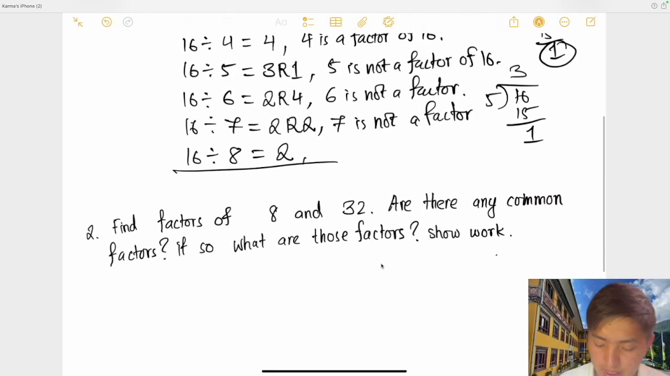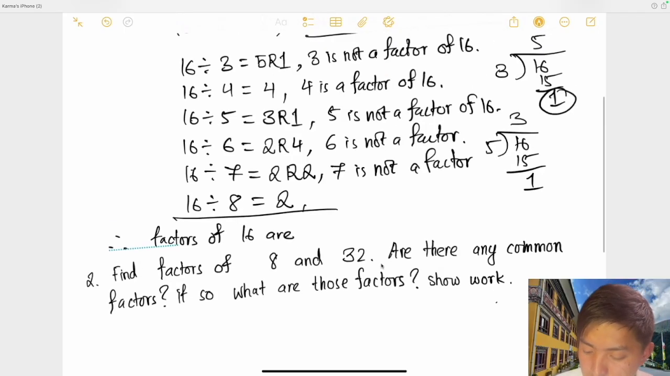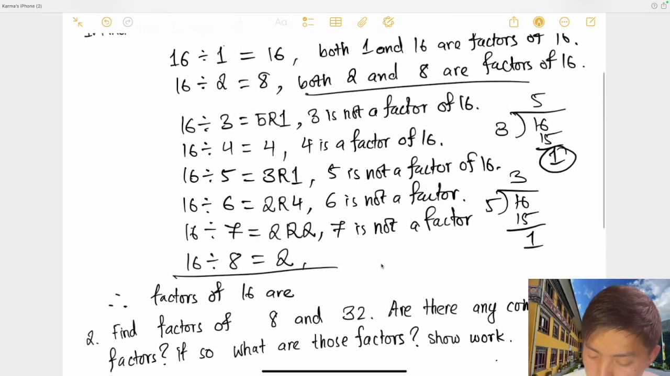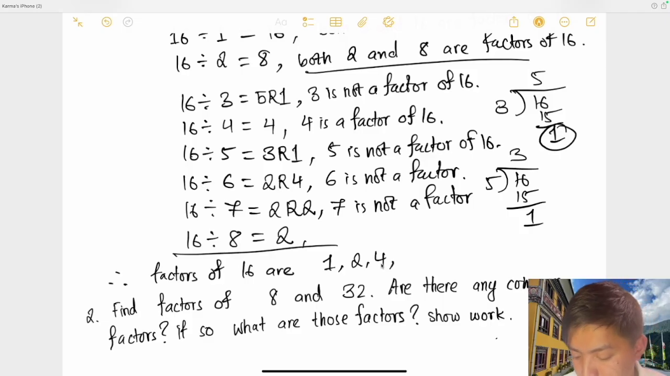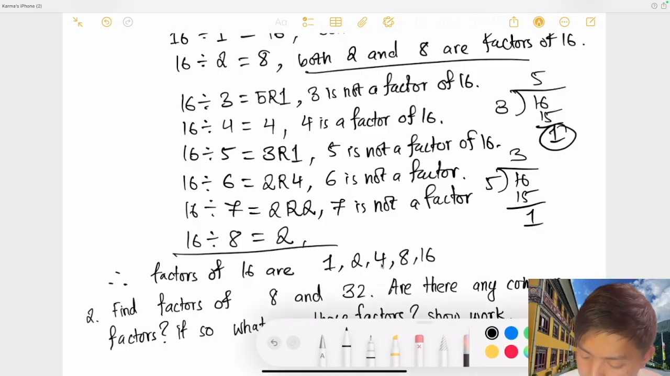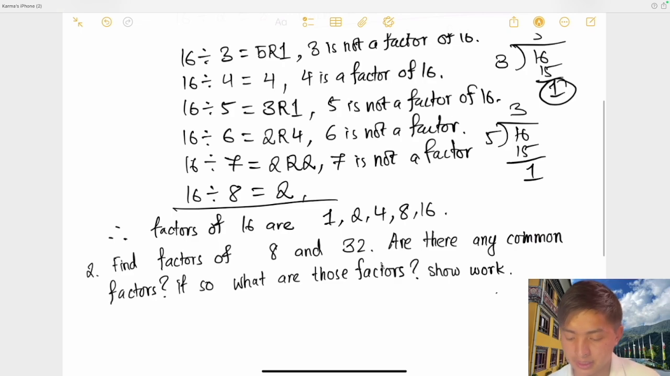So after that, you note the factors. Factors of 16 are, so you start from the beginning, you see 1 is a factor, 2 is a factor, 3 is not a factor, 4 is a factor, 5 is not, 6 is not, 7 is not, 8 is a factor, and lastly 16 itself. So these are the factors of 16.